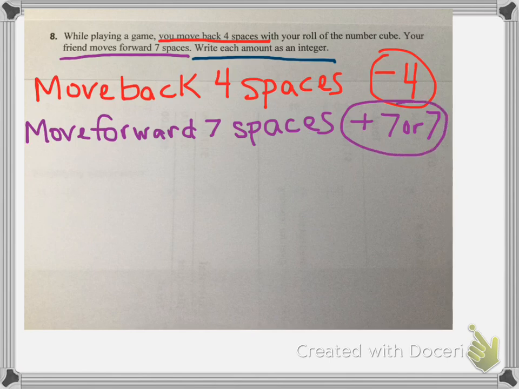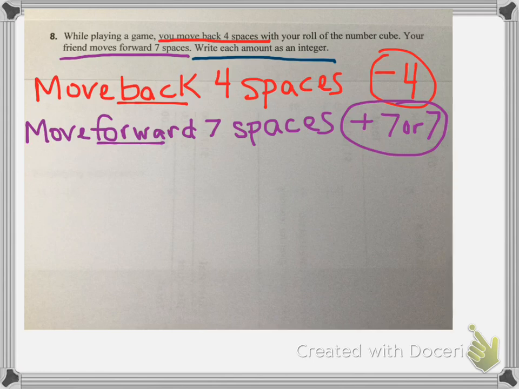Okay? For the negative number, you have to have that negative symbol, obviously. But for a positive, you don't have to have the positive symbol in front of it. So forward would be positive, and back would be a negative number.